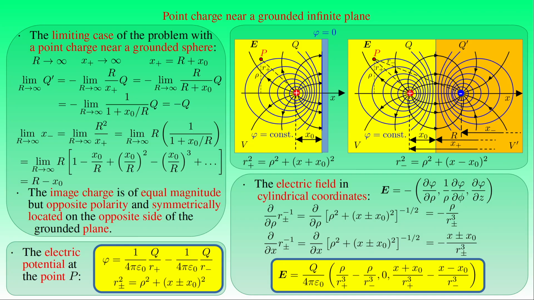Since the distance r sub plus is equal to the distance r sub minus for x equals 0, we can immediately see from this expression that the radial component of the electric field vanishes at x equals 0, that is, the field is perpendicular to the plane as required.